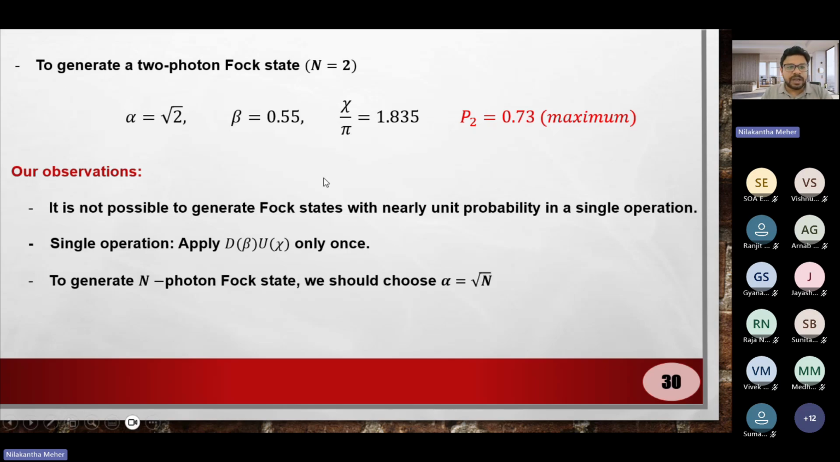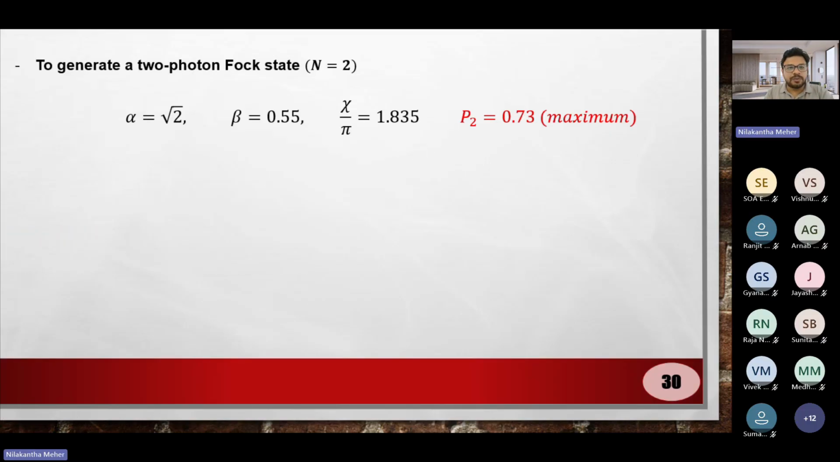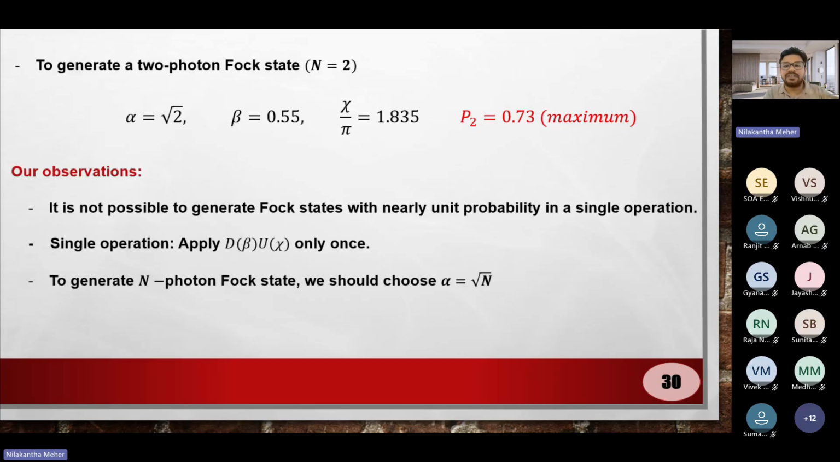Another observation we saw is that to generate an n photon Fock state, we must choose alpha equal to √n. Here you can see that whenever I choose alpha equal to √2, only then do I get the maximum value. Similarly, in the first case, whenever I choose alpha equal to √1. Alpha is the amplitude of the initial coherent state. Keep in mind, that is my cavity starting point. Whenever I choose alpha equal to √n, only then do I get the maximum probability. Although it is not near unity, it is the maximum. Therefore, from now onwards we fix alpha equal to √n for generating an n photon Fock state. So this is one variable fixed now.